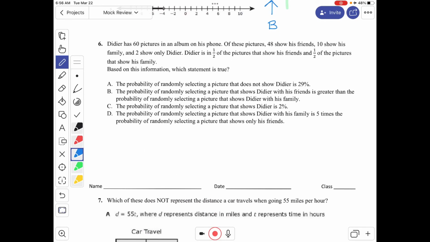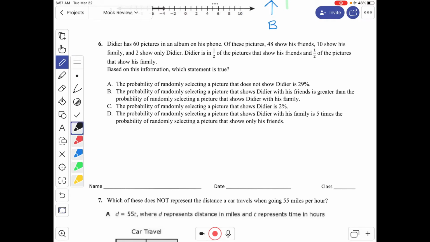Number 6. Didier has 60 pictures in an album on his phone. Of these pictures, 48 show his friends, 10 show his family, and 2 show only Didier. Didier is in half of the pictures that show his friends and half of the pictures that show his family. Based on this information, which statement is true?